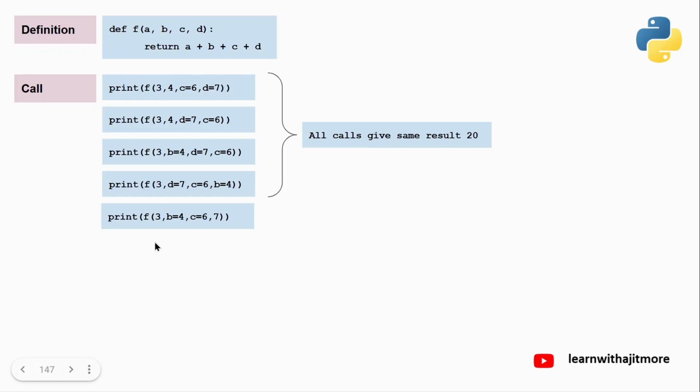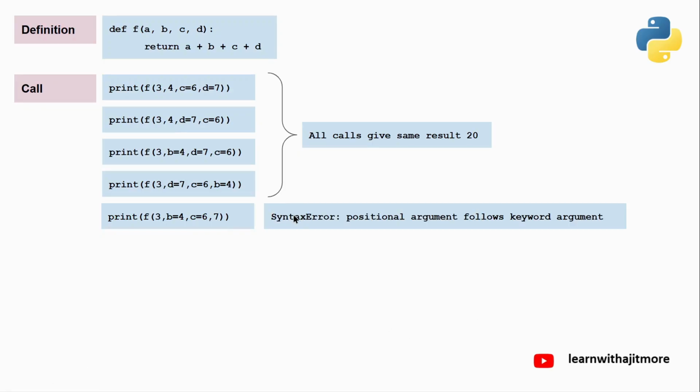Okay? And this, if you do, it will give an error. Why? Because just now I told you once you start with keyword, all remaining should be keyword. Again, you cannot have a positional one. Now in this case, it is saying D is strictly a keyword that cannot be given as positional. See, syntax error: positional argument follows keyword argument. Which is the positional argument which is following the keyword argument? This fourth one.